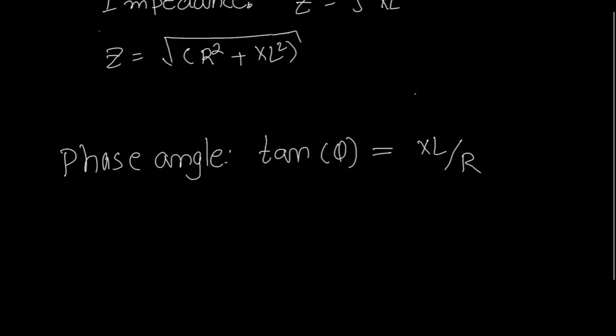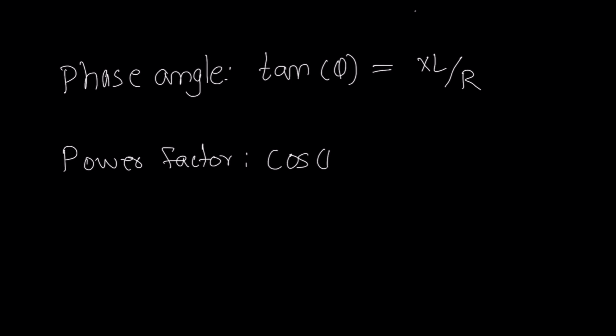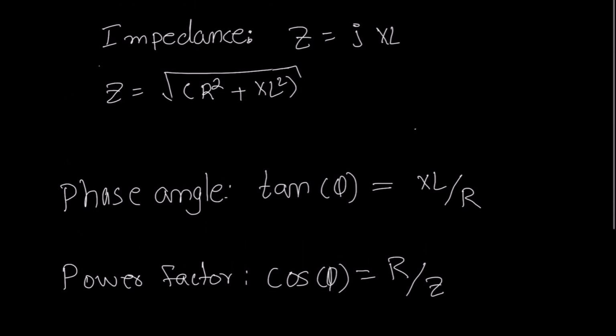Now finally we have power factor. If you want to find power factor using real values, we will use this formula: power factor is equal to cosine of theta, which is equal to R, the resistance, over impedance Z. So this formula is a little addition to what we just discussed.